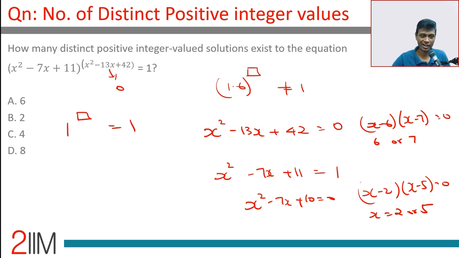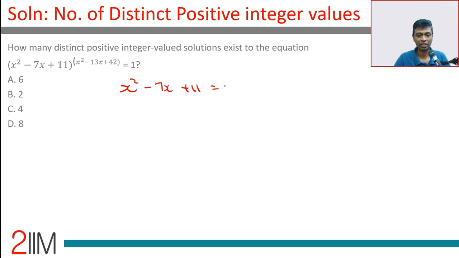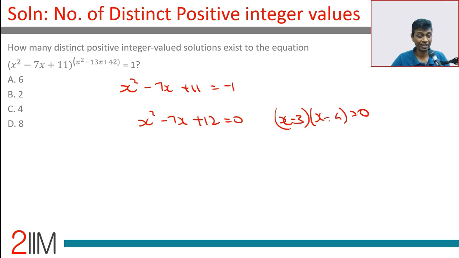Hang on. There's one thing we have missed completely. We can even get 1 as (−1) to the power of an even number. We'll have to verify that. How do you verify that? x² − 7x + 11 = −1, so x² − 7x + 12 = 0. (x − 3)(x − 4) = 0. x could be 3 or 4.